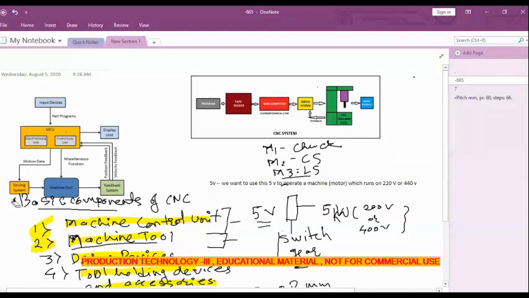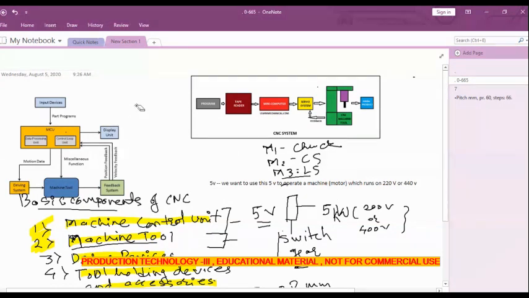We will see the basics. This is the basic components. Now during the next lecture we will see the classification of CNC machines in terms of control system, that is open loop control and closed loop control, or without feedback and with feedback. Open loop means without feedback and closed loop means with feedback.